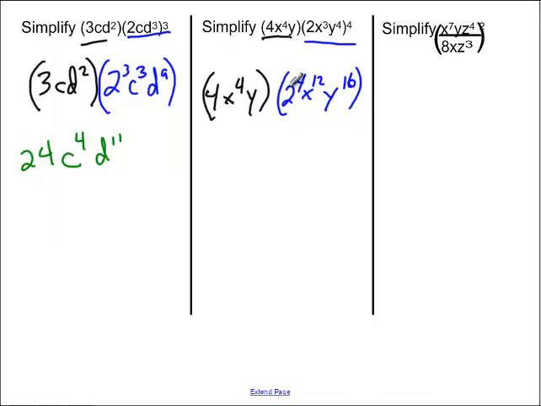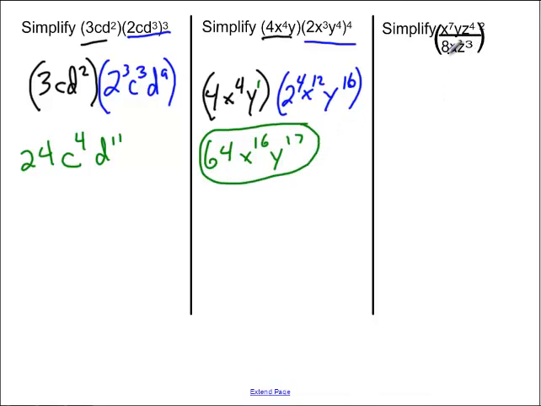Now we can get to an answer. 4 times 2 to the 4th power is 4 times 4 is 16 times 4 is 64. X to the 4th times x to the 12th is x to the 4 plus 12 is x to the 16. Y to the 1st times y to the 16th is y to the 1st power plus 16, or 1 plus 16 is 17, and there's our answer.